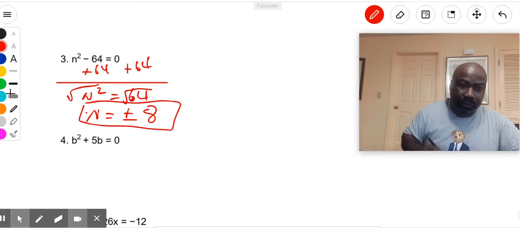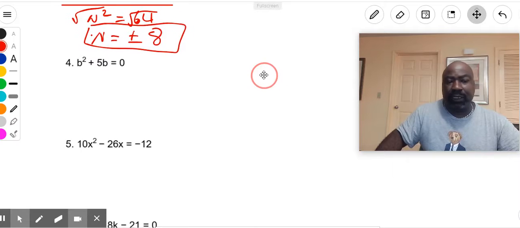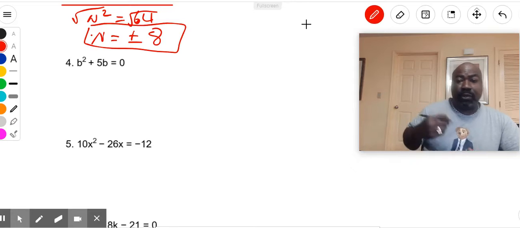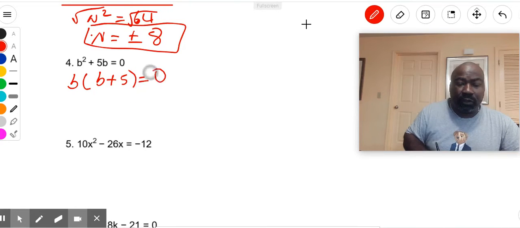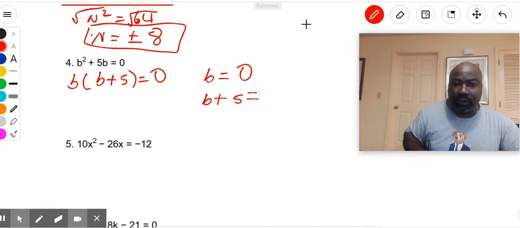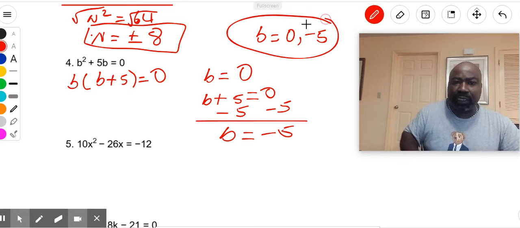Easy peasy. Now, I'll take a look at 4. 4 is also interesting too because sometimes the c term is not there. And you're able to factor. So I'm going to factor out a b here, and I have b times b plus 5 is equal to 0. I have b is equal to 0, and I have b plus 5 is equal to 0. When I subtract 5 on both sides, b right here is equal to -5. So therefore, we have b is equal to 0 and -5. Easy peasy.